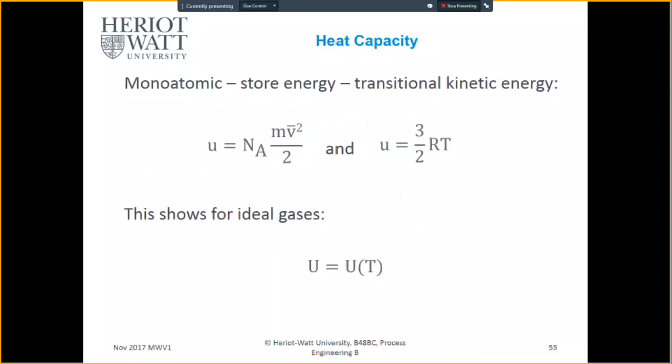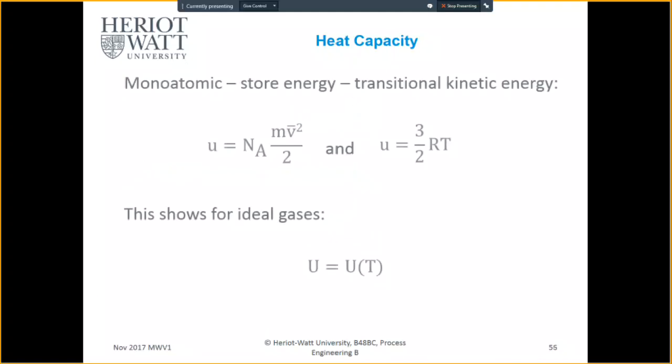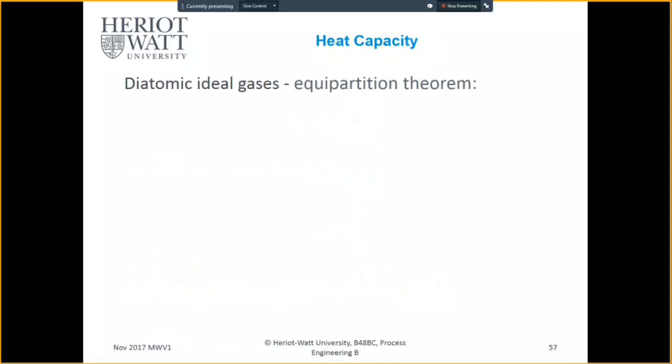So this shows for an ideal gas, the internal energy is directly related to temperature only. And remember, Cv equals dU over dT. So differentiating with respect to T gives you Cv equals 3 over 2 R. Yep, U equals 3 over 2 RT. Remember that, we'll come back to that. So it only applies to monoatomic ideal gases. Remember that, it's important.